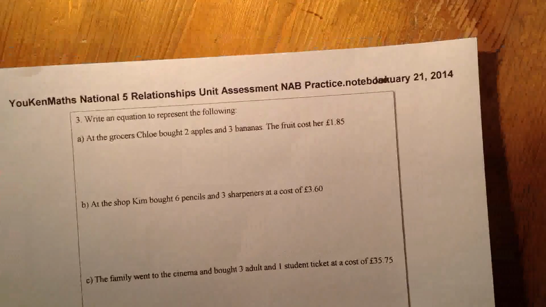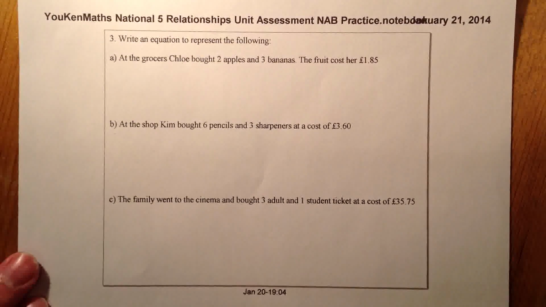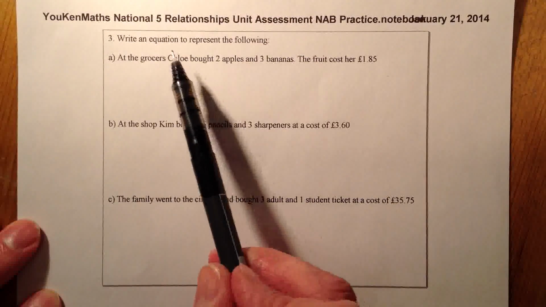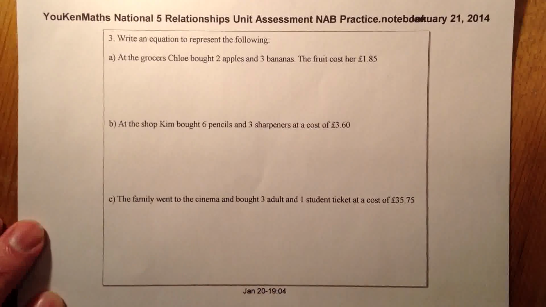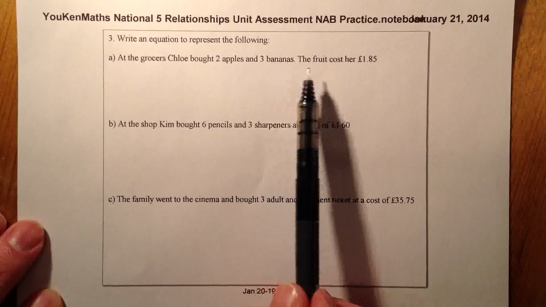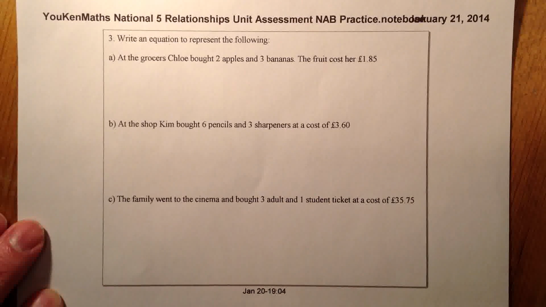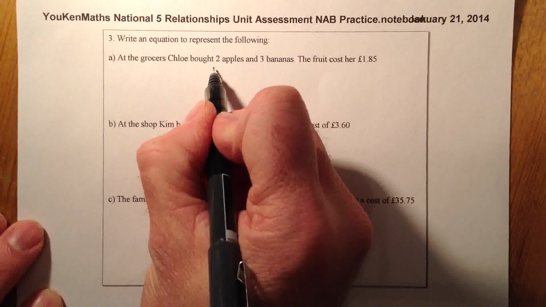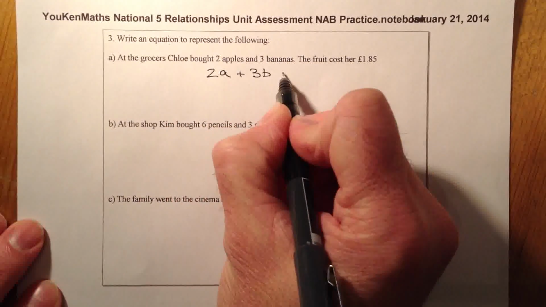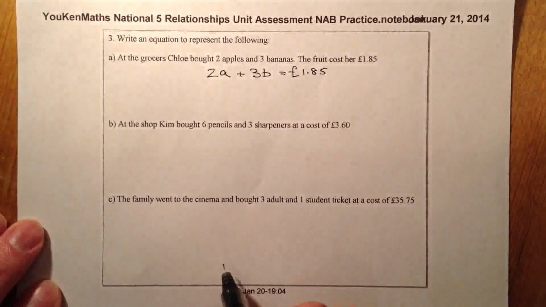Let's have a look at question 3, although it doesn't fit into this section, but all we're doing is we're looking at the wording of the question, and what we're going to do is we're going to write an equation to represent the wording. So at the grocer's, Chloe bought 2 apples and 3 bananas, and the fruit cost her £1.85. So let's just write something out there, just an equation. So what I'll do is I'll go for 2a, 3b equals, and we're going to go for 1.85, okay?